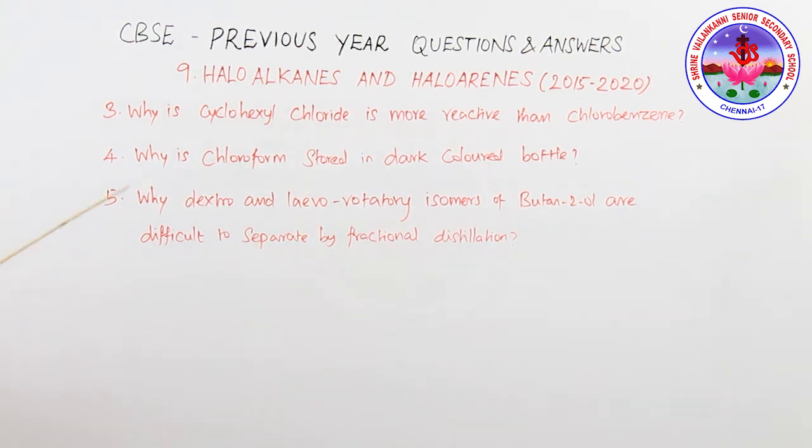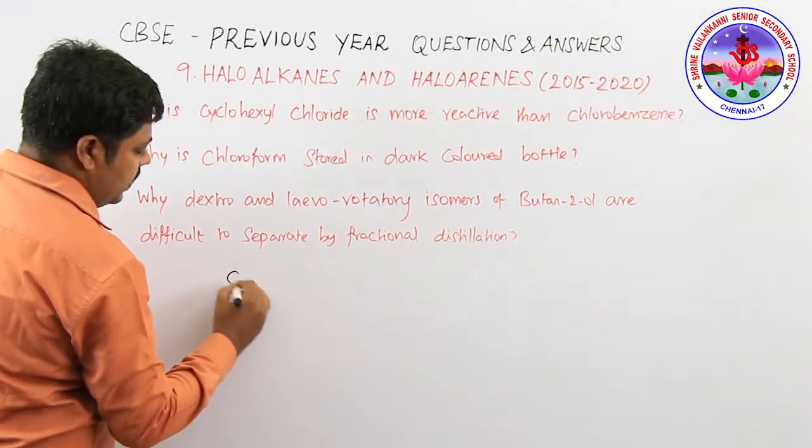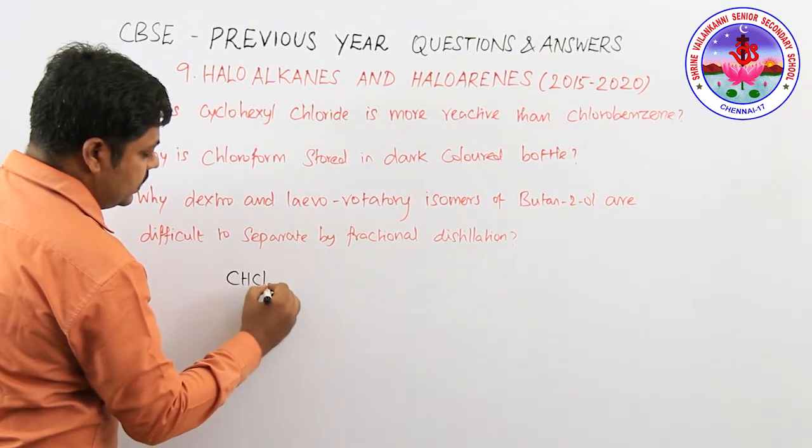Then the second question: why is chloroform stored in a dark colored bottle? Usually chloroform reacts with oxygen in the presence of sunlight. It produces phosgene gas, COCl2, a poisonous gas. I'll write here CHCl3.